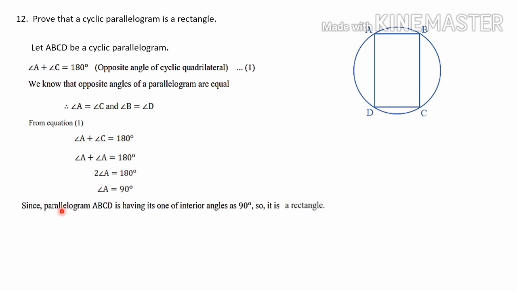Since the parallelogram ABCD has one of its interior angles as 90 degree, it is a rectangle. Using the properties of a parallelogram, we can state that angle B and D are also 90 degree. All angles will be 90 degree here. So proving one angle 90 degree is enough. Since parallelogram ABCD has one interior angle as 90 degree, it is a rectangle.